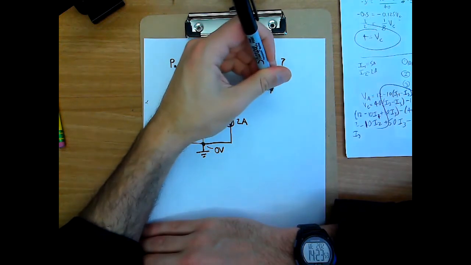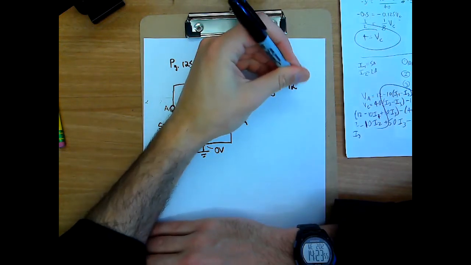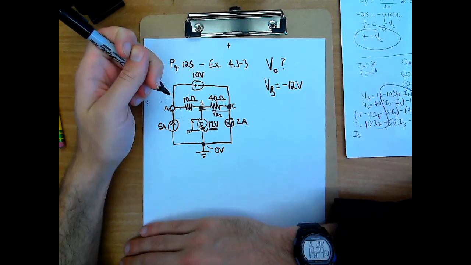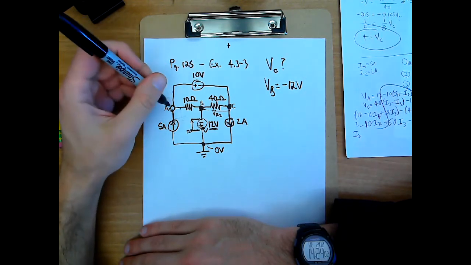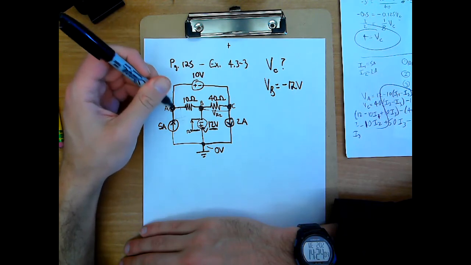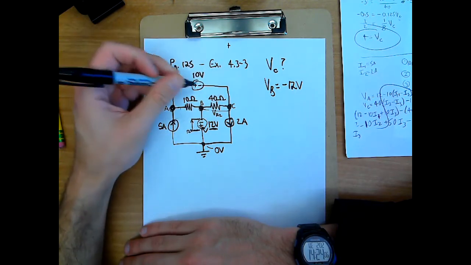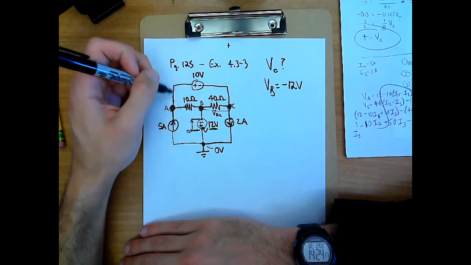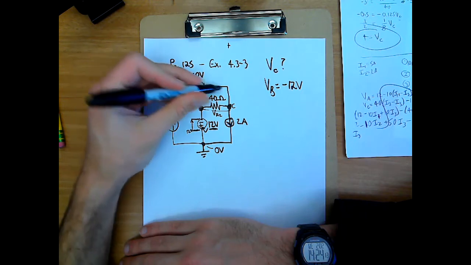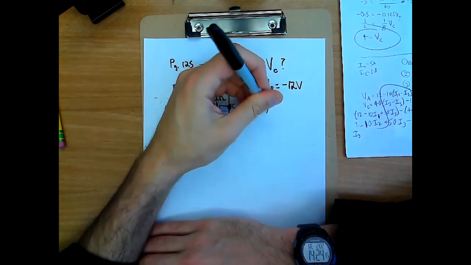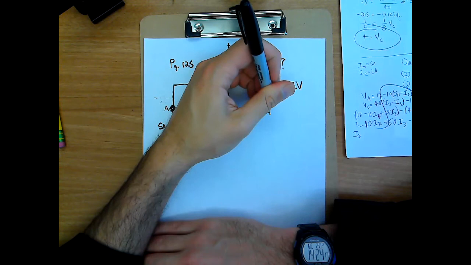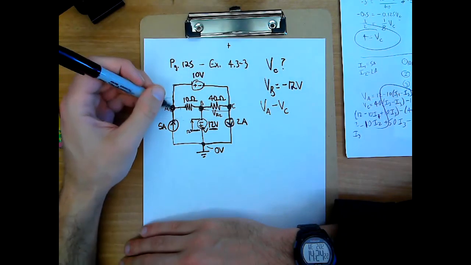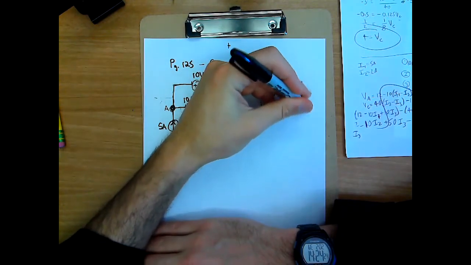So VB, I know straight off the bat, that node voltage is negative 12 volts. What else do I know? Along that same lines, if I go from A to C, I go across a 10 volt drop, right? So I start at 10 volts at A, I go to 0, I'm at C. So VA minus VC, the difference in potential between those points, is 10 volts.